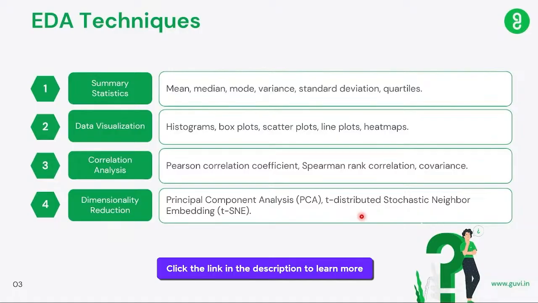All in all, to conclude the techniques of EDA, it serves as the compass that guides us through the world of data. It can illuminate the path to discovery and insight. By leveraging summary statistics, data visualization, correlation analysis, and dimensionality reduction techniques, we unlock the hidden treasures concealed within our data sets and pave the way for informed decision making and innovation in a myriad of industries.